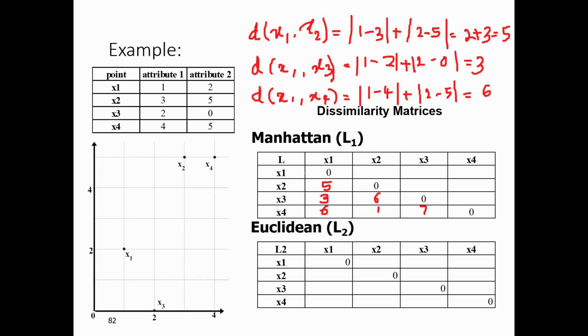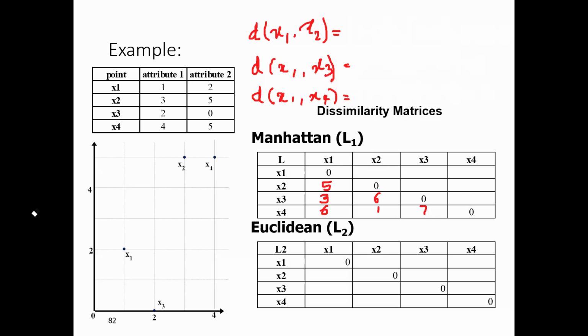So let's try to fill in Euclidean now. If you want to find Euclidean distances, you take the differences, square them, and sum them. So the distance between x1 and x2 in Euclidean means 1 minus 3 squared, plus 2 minus 5 squared, and then you take the square root of this.